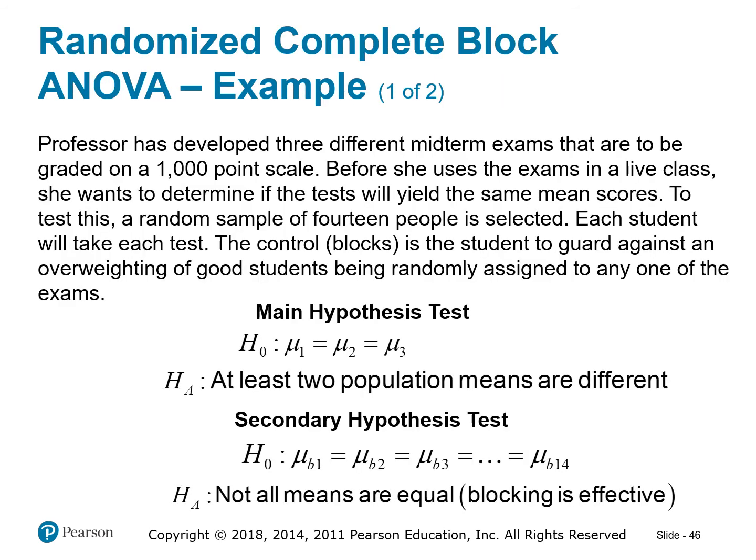All right, let's look at an example of this, because reading that was going to be crazy. This is where you're going to see an example that makes more sense, hopefully. I've got a professor who has developed three different midterm exams. This is something that I do myself, so this is a little bit of a faux example, but hopefully something you can relate to. They're all graded on the same scale. Before she uses the exams in her live class, she wants to determine if the tests will yield the same mean scores. To test this, she has a random sample of 14 people selected, and each student will take the test. So the blocks are the students, to guard against the overweighting of good students being randomly assigned to any one of the exams.